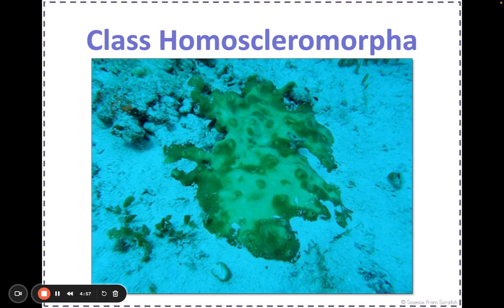Here would be another example where you can kind of see that encrusting happening, and it's starting to kind of grow over or crust over.